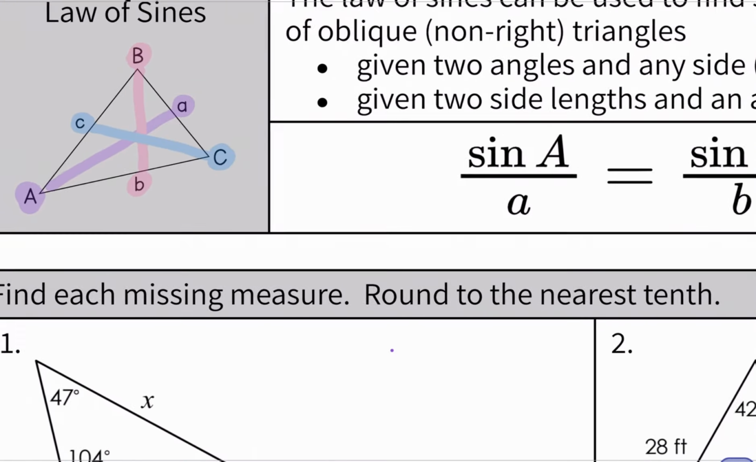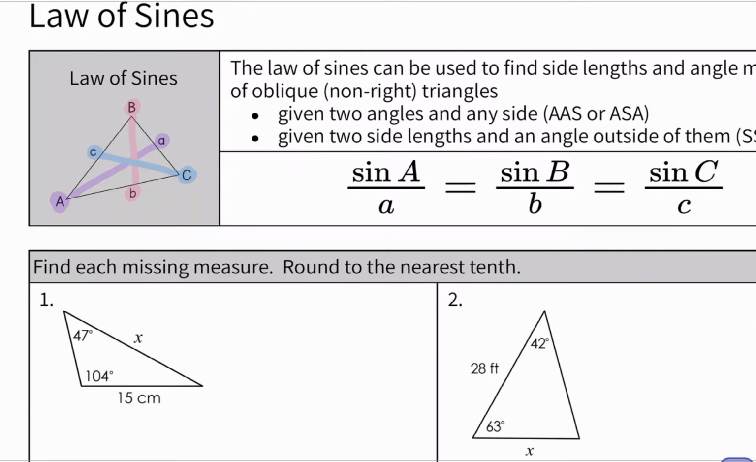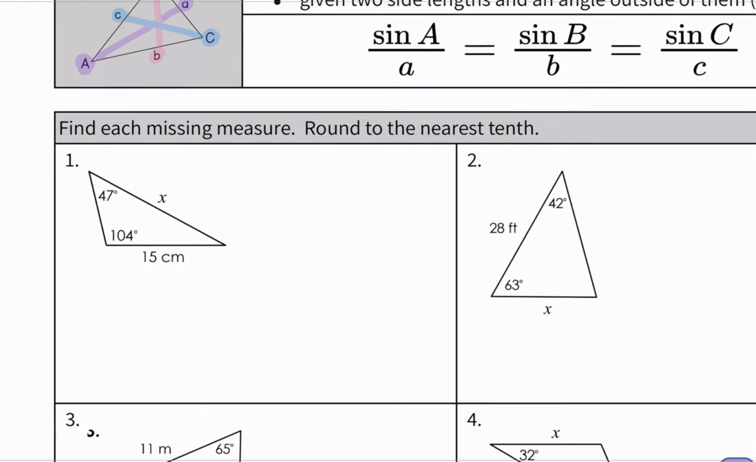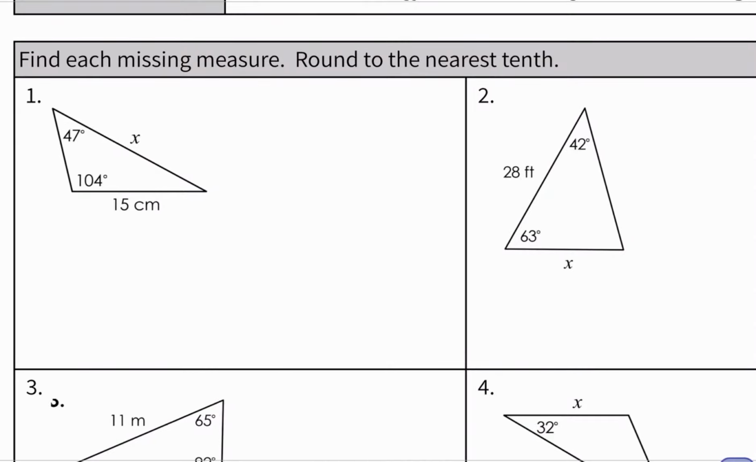Okay, but honestly, these are a lot simpler than what we've been doing lately, so I think you guys are going to like this. So just remember, sine of the angle over the side length. So in our directions, we have 5 problems we're going to go over. It says find each missing measure and round to the nearest tenth.